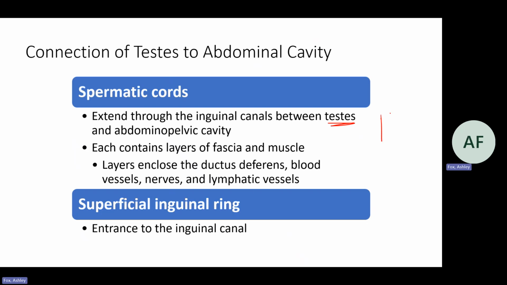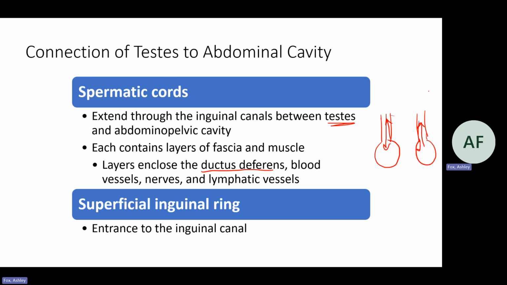So basically, those are where all of the connections are: blood vessels, the cremaster muscle, nerves for sensation, and lymphatic vessels all need to travel to the testes. So we need communication between the testes and the rest of the body, and that's happening through the spermatic cord. The spermatic cord is going to contain the ductus deferens, blood vessels, nerves, all of those things.